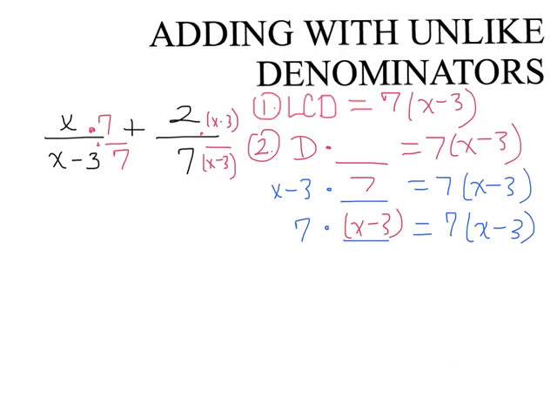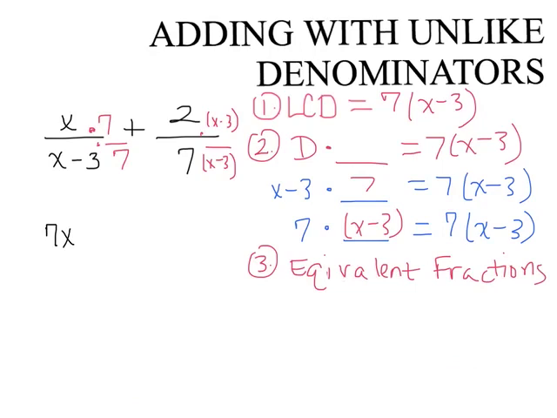Now, our next step, of course, is to write out our equivalent fractions. Let me just correct that really quickly. So we're going to now see what our equivalent fractions are. And so, of course, in the first fraction, x times 7 is 7x. And then our denominator, 7 times x minus 3. And we want to leave it like that. We don't want to use distributive property.